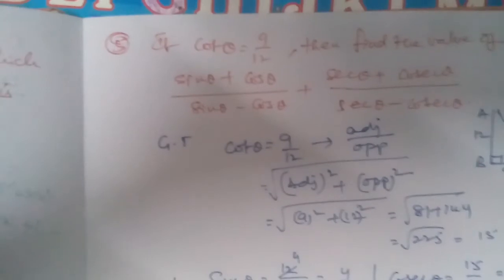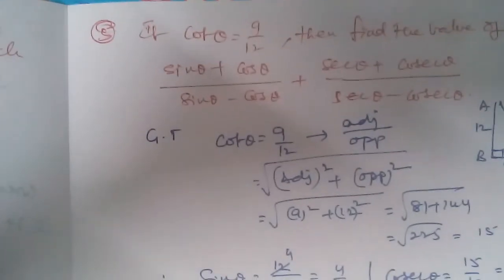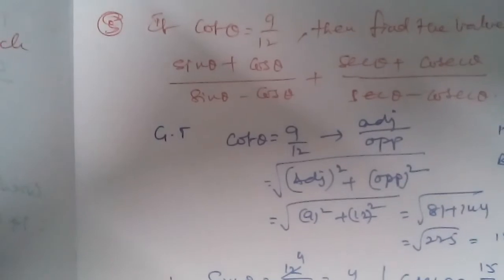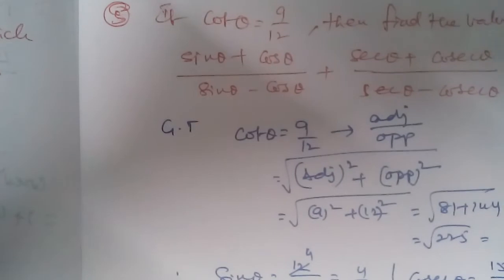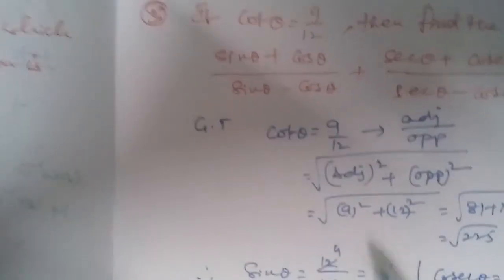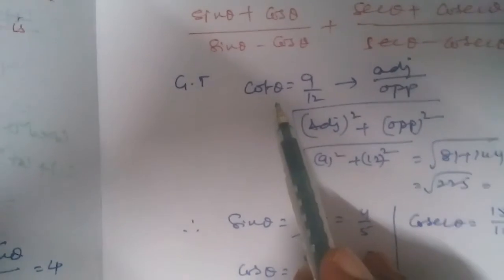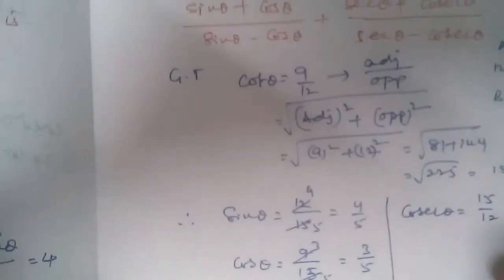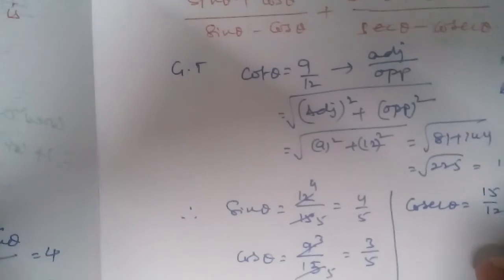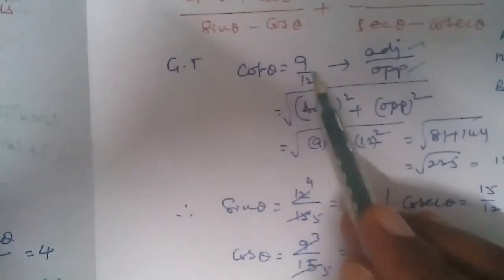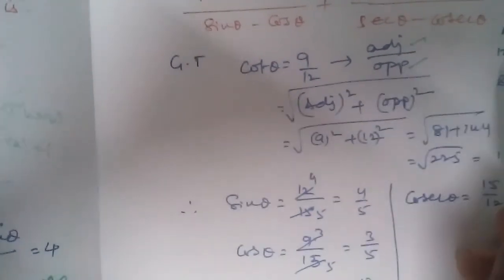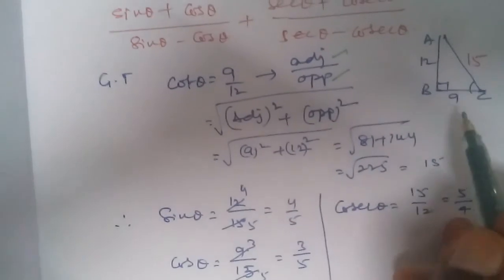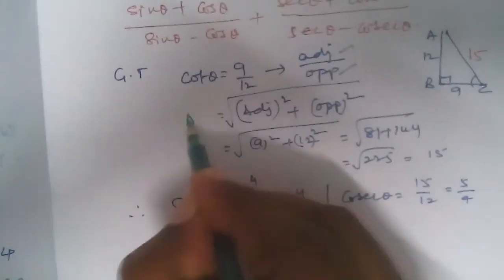And the last question of today: if cot theta is equal to 9 by 12, then find the value of (sin theta plus cos theta) by (sin theta minus cos theta) plus (secant theta plus cosecant theta) by (secant theta minus cosecant theta). Now write the question: given cot theta is equal to 9 by 12. When you draw a right angle triangle, cot theta means adjacent by opposite. Now substituting values in the triangle ABC, adjacent value 9 and opposite value 12. So now find the value of AC square.